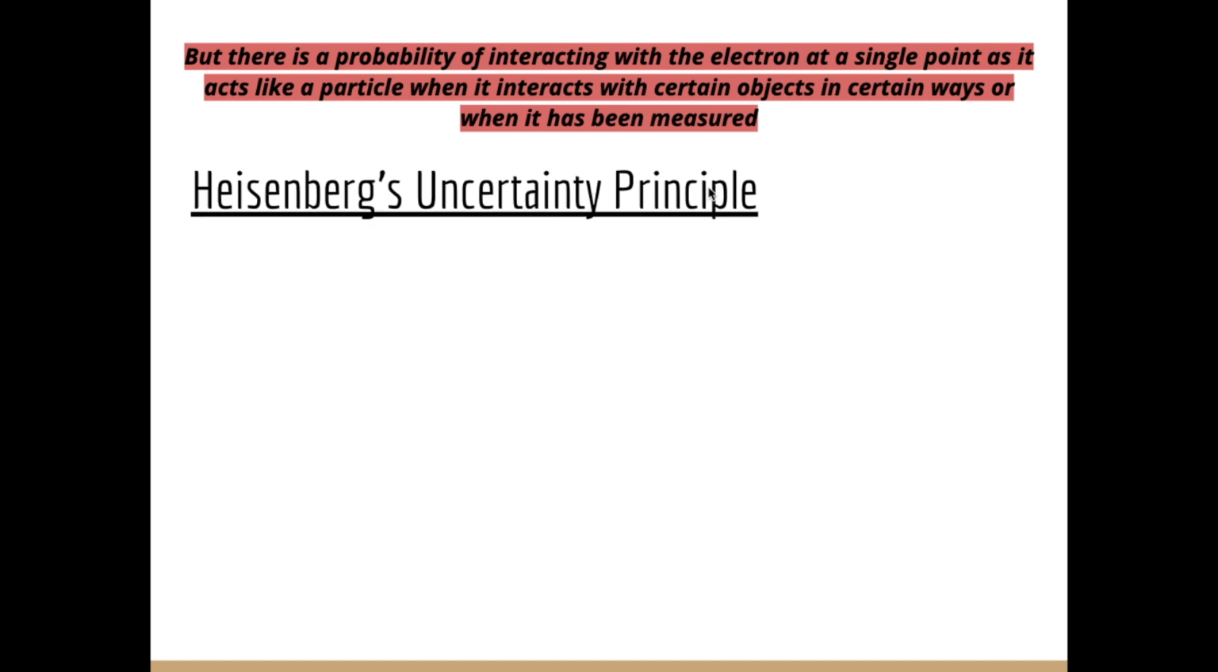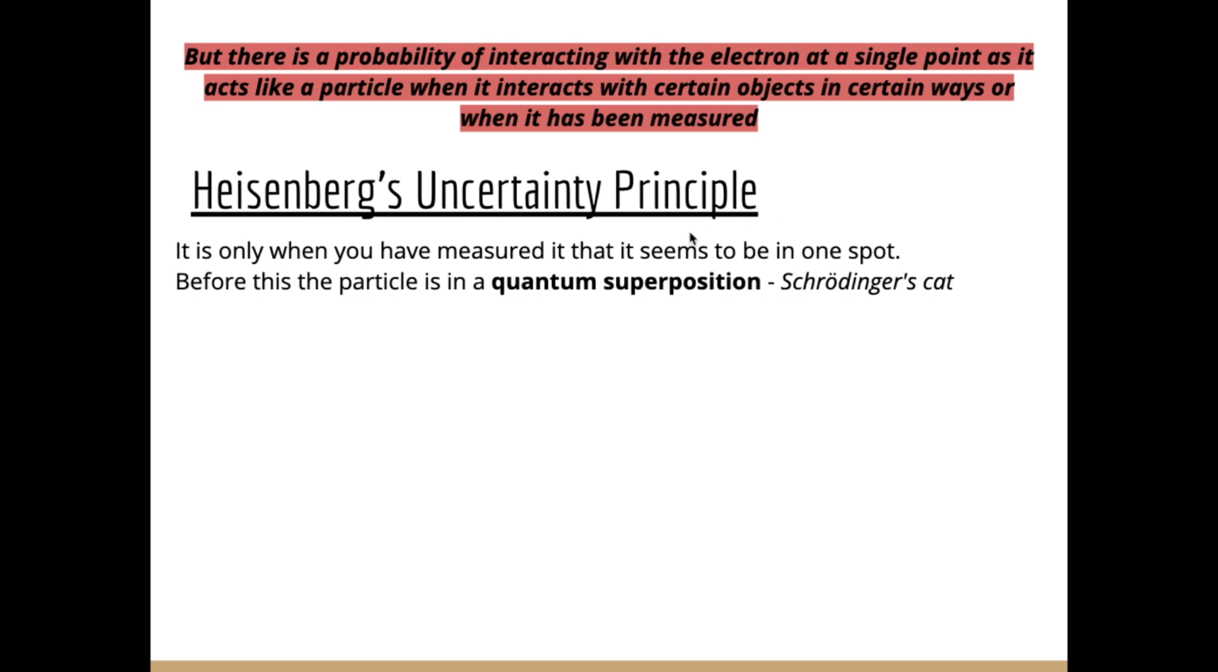This leads into what's called Heisenberg's uncertainty principle. So it's only when you measure the electron that it seems to be behaving in one spot, like I was drawing on the board just before. Before this, the particle is in a quantum superposition. A quantum superposition means that it's essentially acting as both at the same time. Again, contradicting thoughts, simultaneously correct.